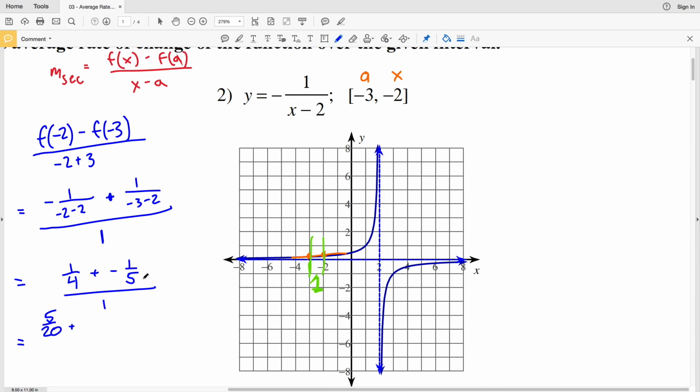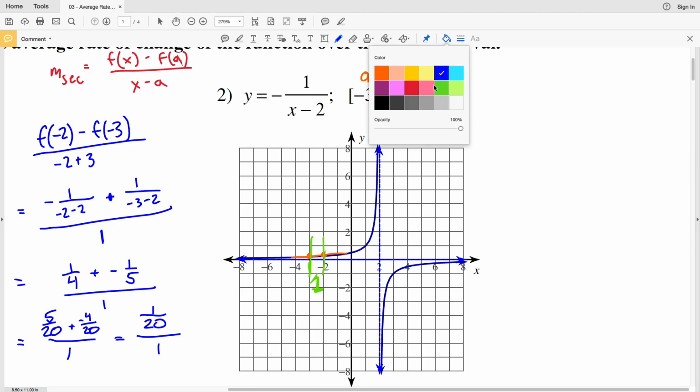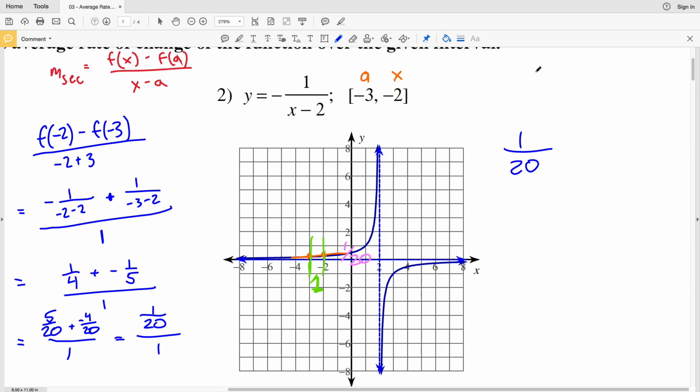And to get from 5 to 20, we multiply by 4. So we're going to multiply negative 1/5 by 4 over 4, which will be negative 4 over 20. And that's all over 1. So you can see that our change in y, 5 plus negative 4, is a positive 1 over 20. And that is all over 1. So our change in y from that point to that point was 1/20. And 1/20 divided by 1 is 1/20. So our slope is also 1/20.